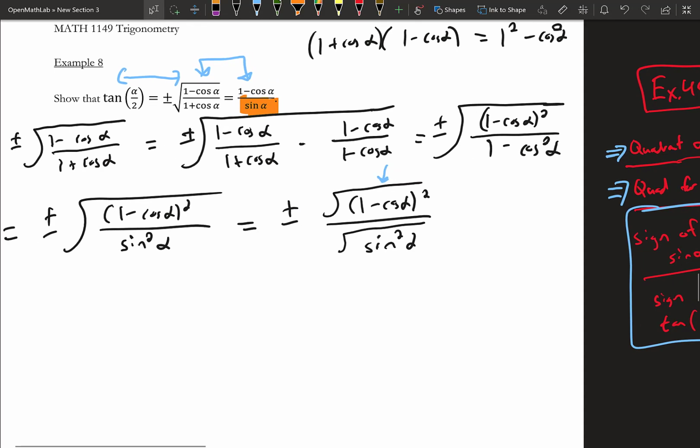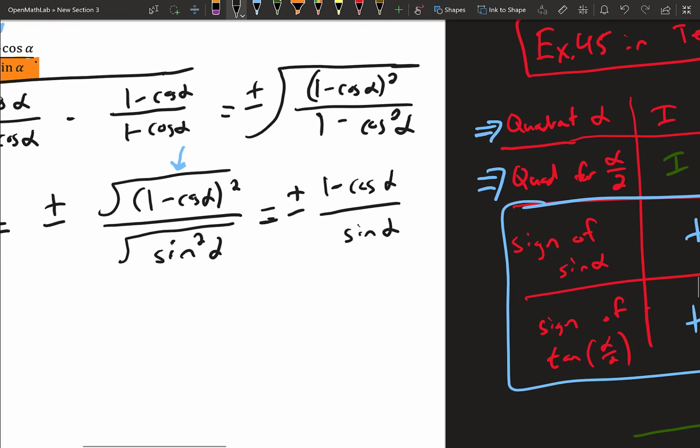So in other words, when I simplify, this would be equal to 1 minus cosine alpha all over sine alpha, if I get rid of the square roots. But as I was meaning, the top of this, 1 minus cosine alpha, it's possible that could be negative. It's also possible that sine alpha could be negative, we know that to be true. So if one of those is negative, it's going to change the sign of the whole thing, because the plus or minus out in front is what controls the sign.